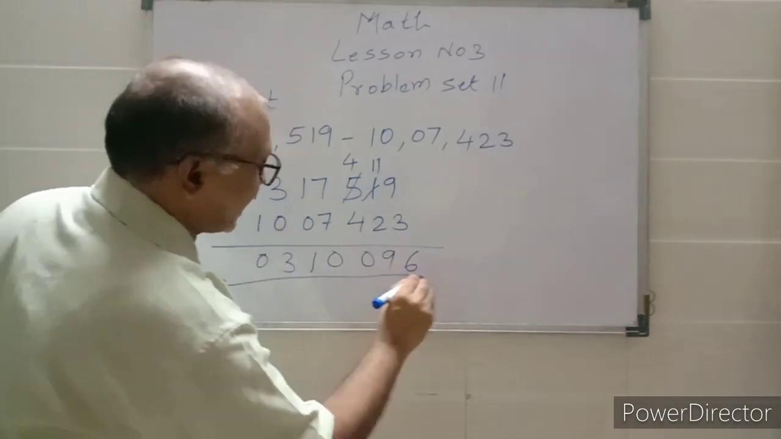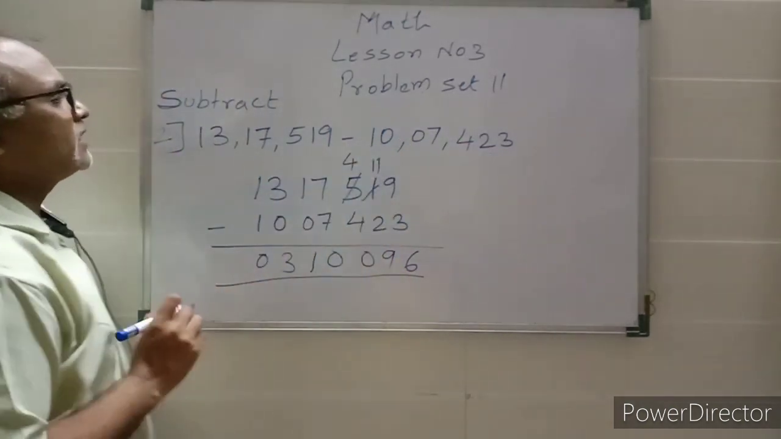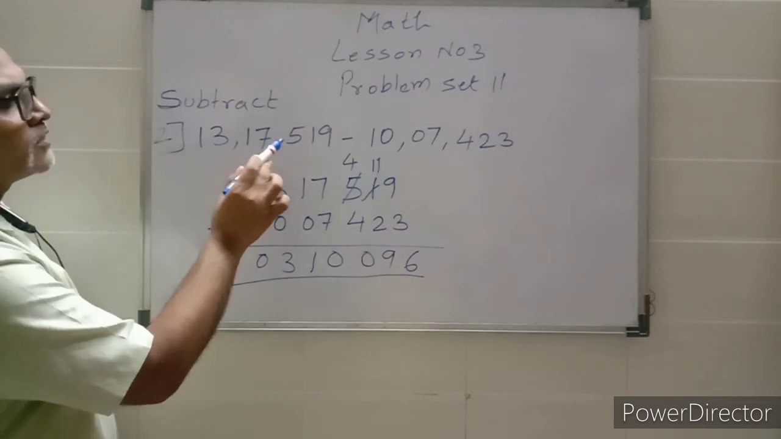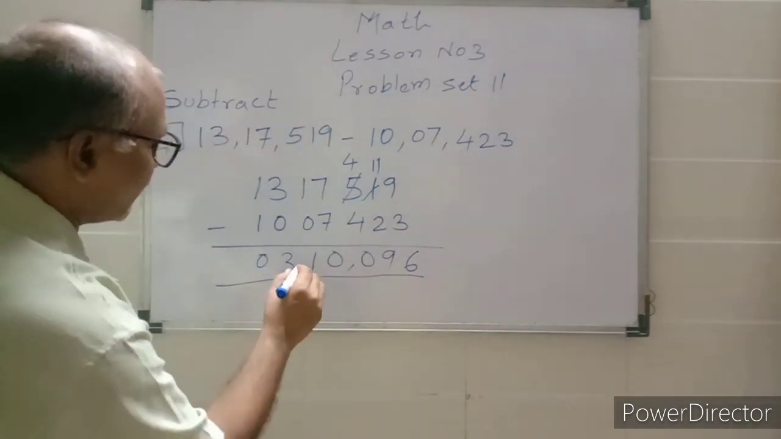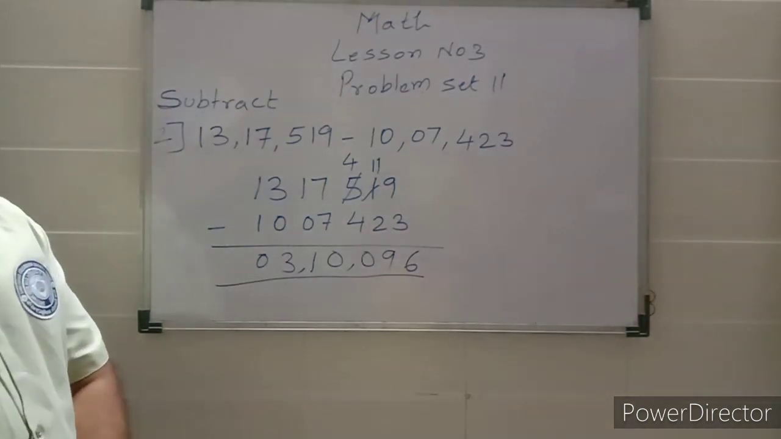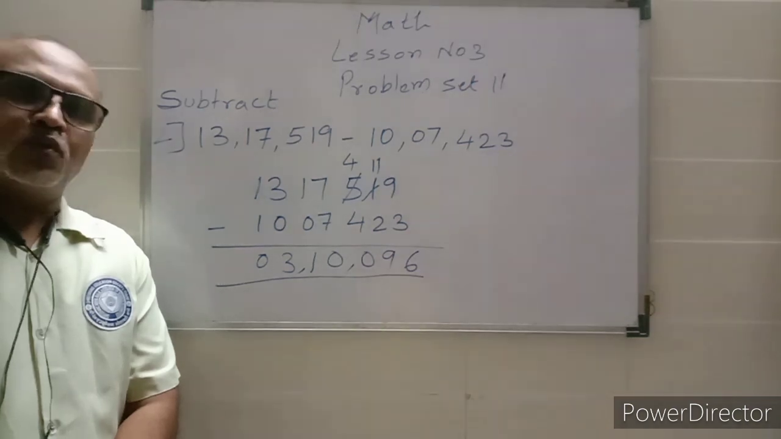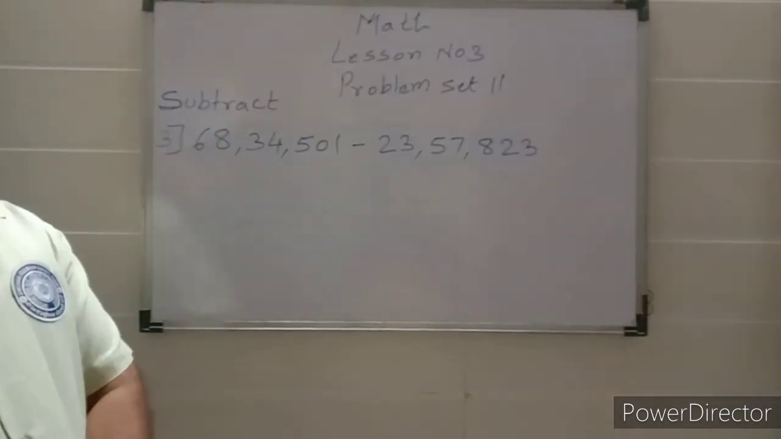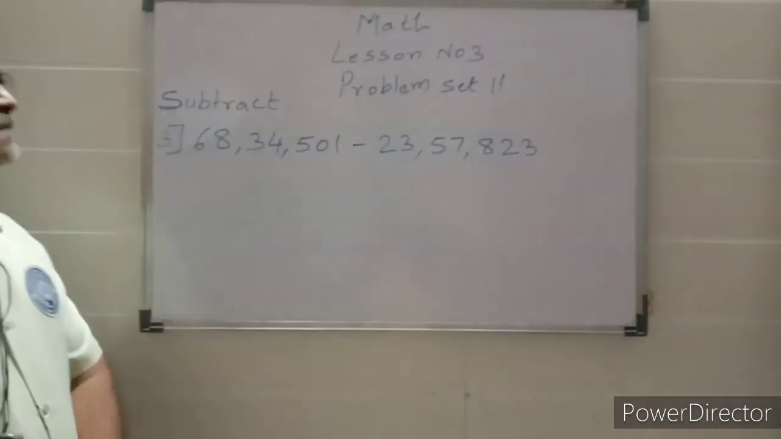So when we subtract 10,07,423 from 13,17,519, we get 3,10,096. Is this sum clear to you all? Okay. First two sums you understood. Now let us move on to the third sum.